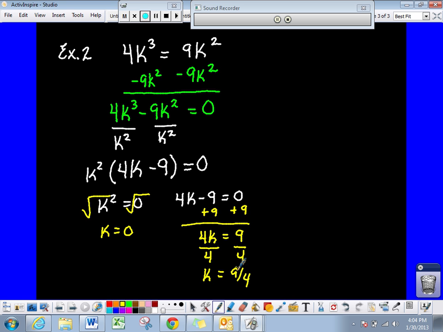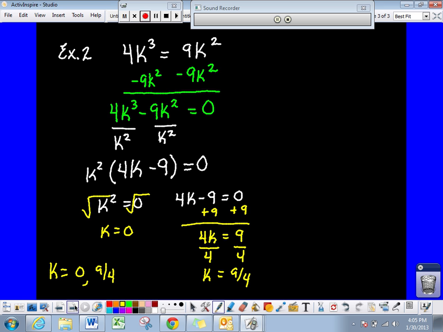But we only have 2 solutions. And the reason why we only have 2 solutions is because we have a k squared here that equals 0, and 0 is neither negative nor positive. So we would have had 2 solutions if this wasn't 0. That would have given us 3 solutions here. And what we call this is that at 0 there's a multiplicity. But that's for another lesson. Okay? So our 2 solutions are k equals 0 and 9 over 4.